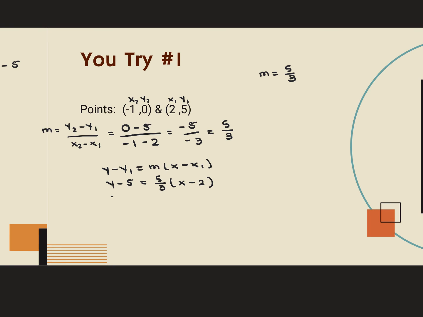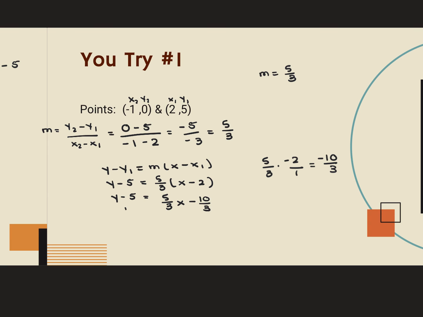All right, going to go ahead and distribute. So I have y minus 5 is equal to 5 over 3x. Remember when we multiply fractions, we have 5 over 3 times -2, which we can put over 1. That gives us a -10 over 3.